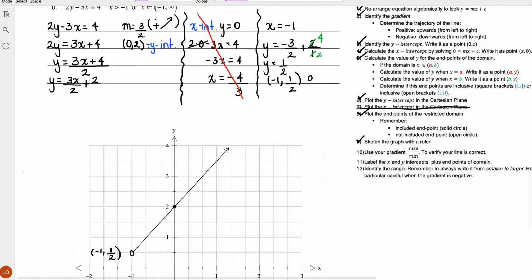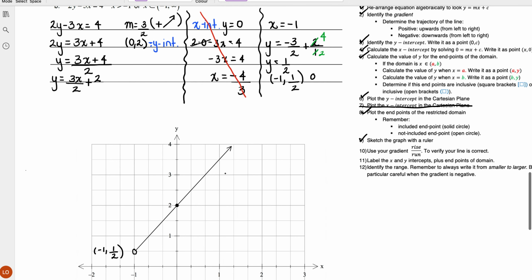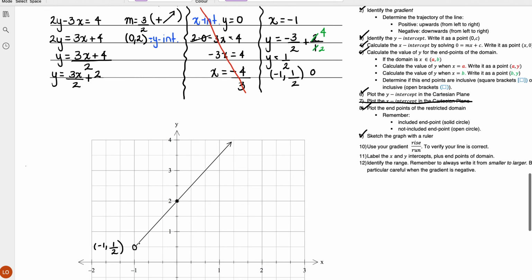So my gradient, I knew that it was going to be positive. Perfect. And if I have here my rise, I have 1, 2, and 3, and then run 1 and 2, and perfectly it goes through that point. So yes, it works. Label X and Y intercepts. I forgot to label this Y-intercept that I need. So it's 0, 2, perfect.